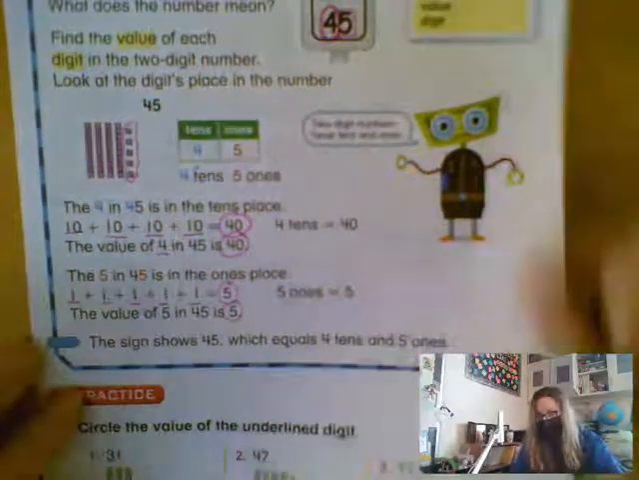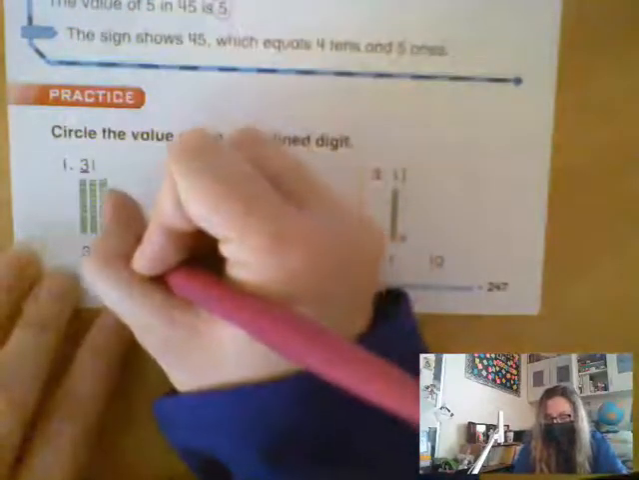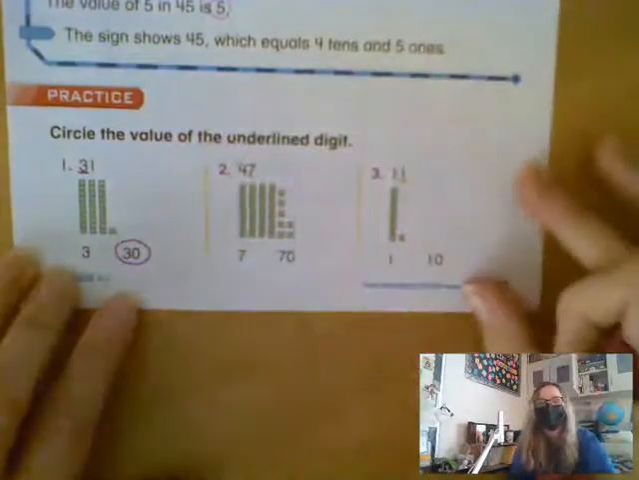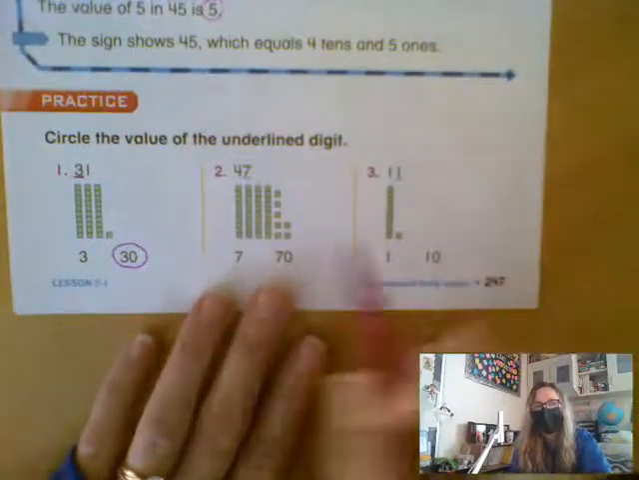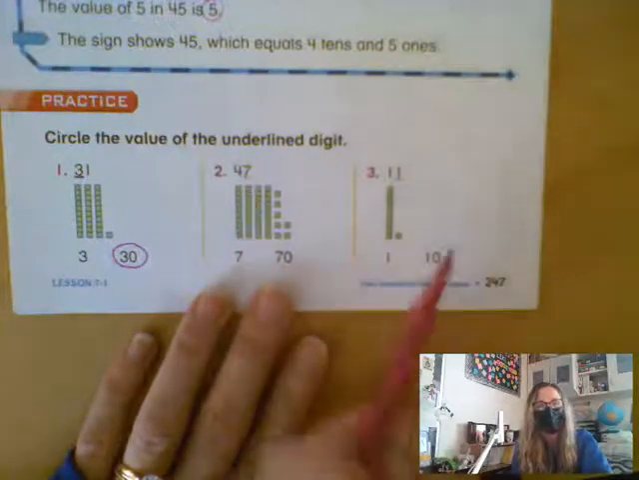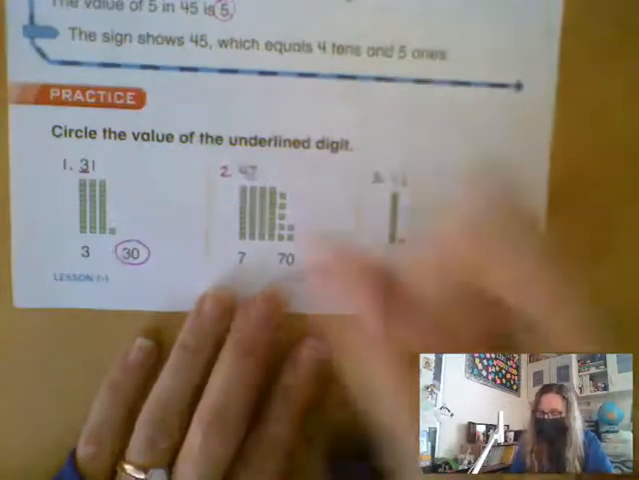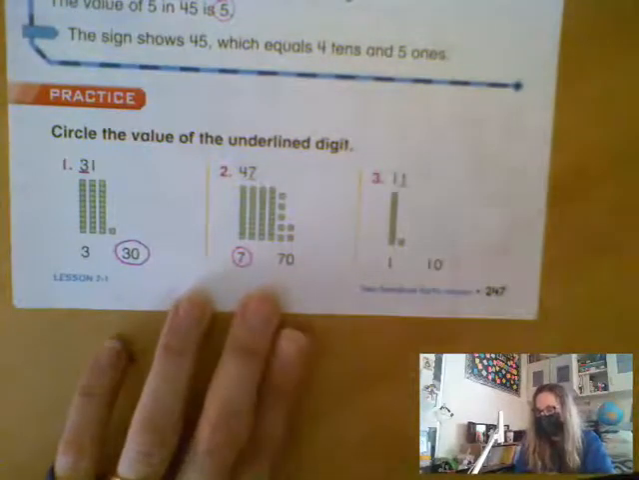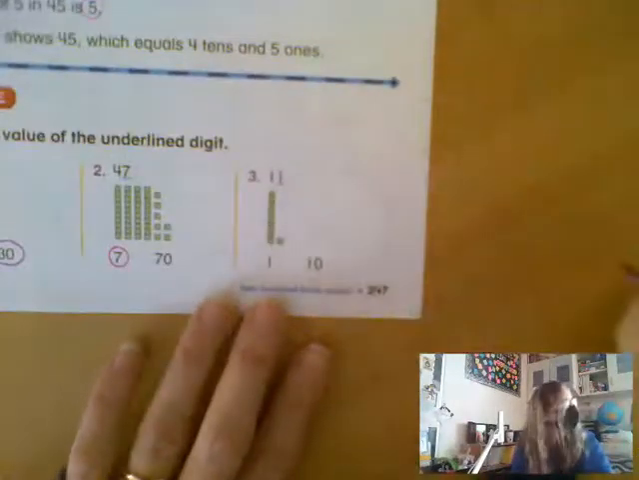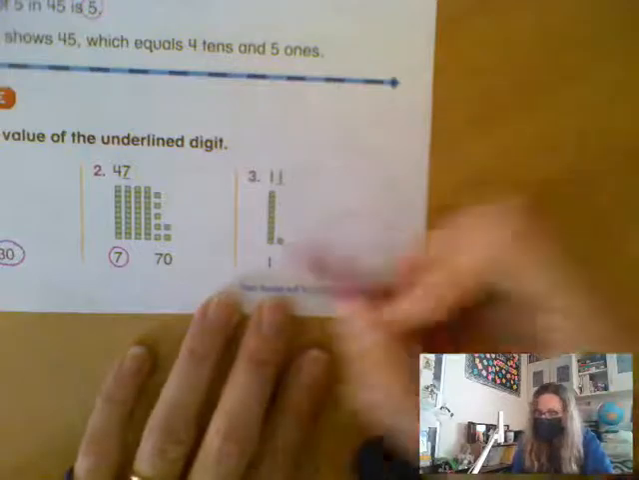Okay? Let's take a look now down at the practice. This first one they've done for us. It said, how much is the underlined digit worth? And they said 30. So go ahead and circle the 30. Let's look at this one. 47. How much is the underlined digit worth? Austin? Yeah, 7. Good job. So we should all circle the 7. Ava June, how much is the underlined digit worth? 1. Just 1. So everybody circle the 1 and then turn the page.